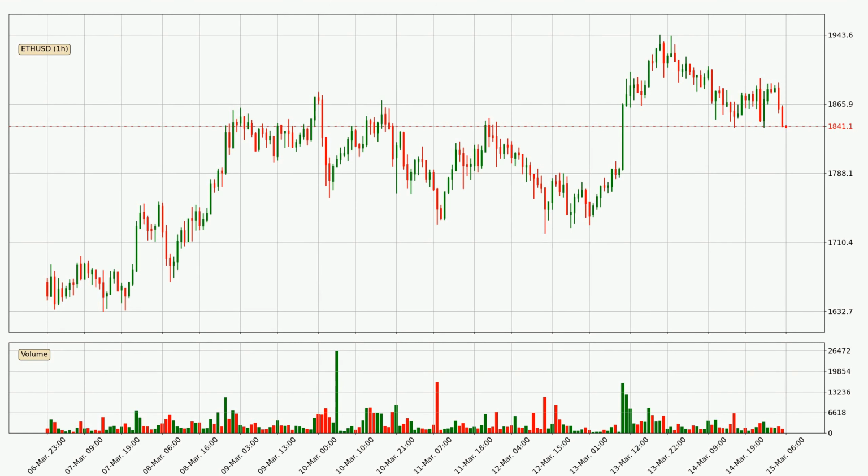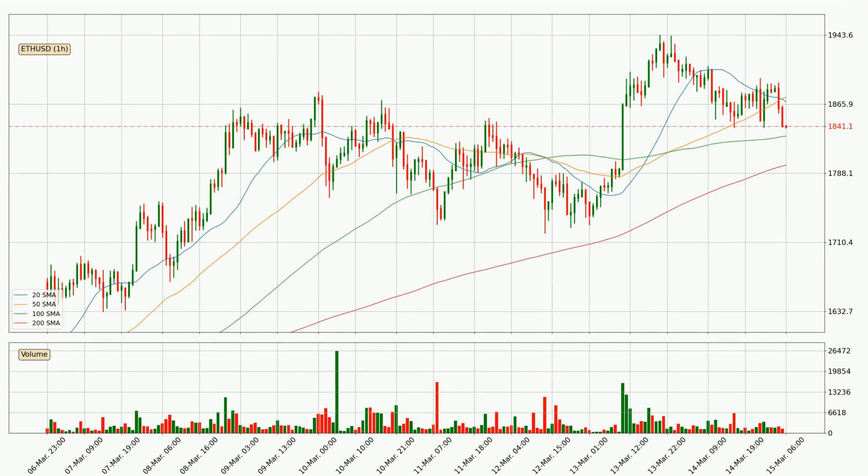Taking a look at the hourly time frame for Ethereum, it can be seen that the price went down around 3.0% in the last 24 hours, with a current price of $18.41. And the move wasn't very strong as the volume wasn't very high. Looking at the hourly simple moving averages, the price broke the 20 SMA to the downside but the volume wasn't very high, which means it is not a very strong signal.